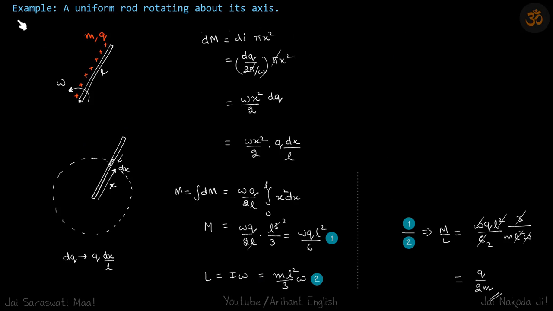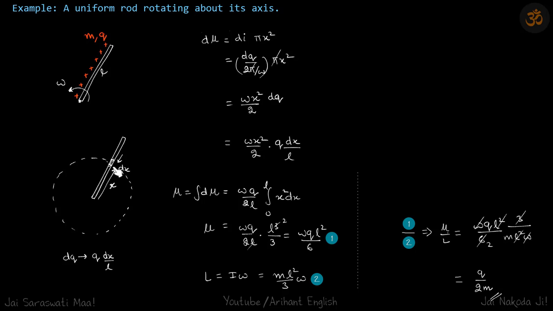Now let's see one of the examples. A uniform rod rotating about its axis. We are going to calculate the ratio of mu by L. So this rod of mass m, charge q, and both mass and charge are evenly distributed. It's rotating about one of the ends with omega and its length is L. So we are supposed to find the ratio of magnetic moment to angular momentum.